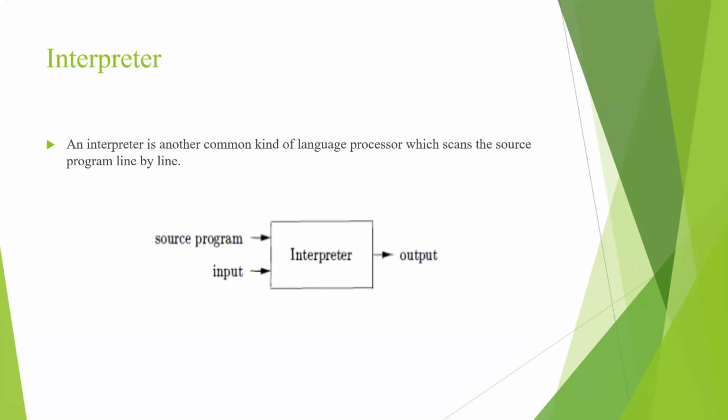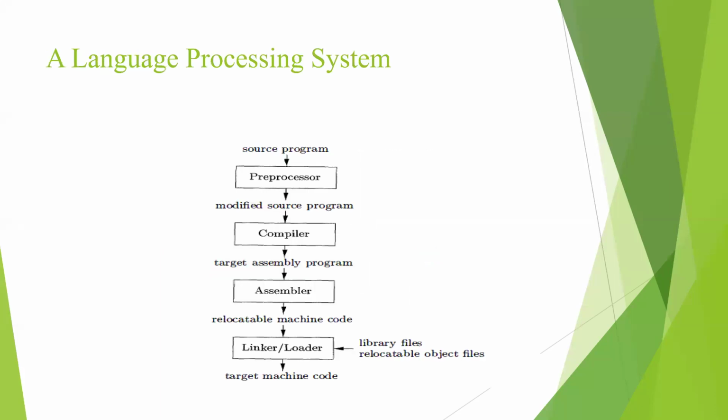Here, the machine language target program produced by the compiler is usually much faster than the interpreter at mapping inputs to outputs. The interpreter can usually give better error diagnostics than the compiler because it executes the source program statement by statement.